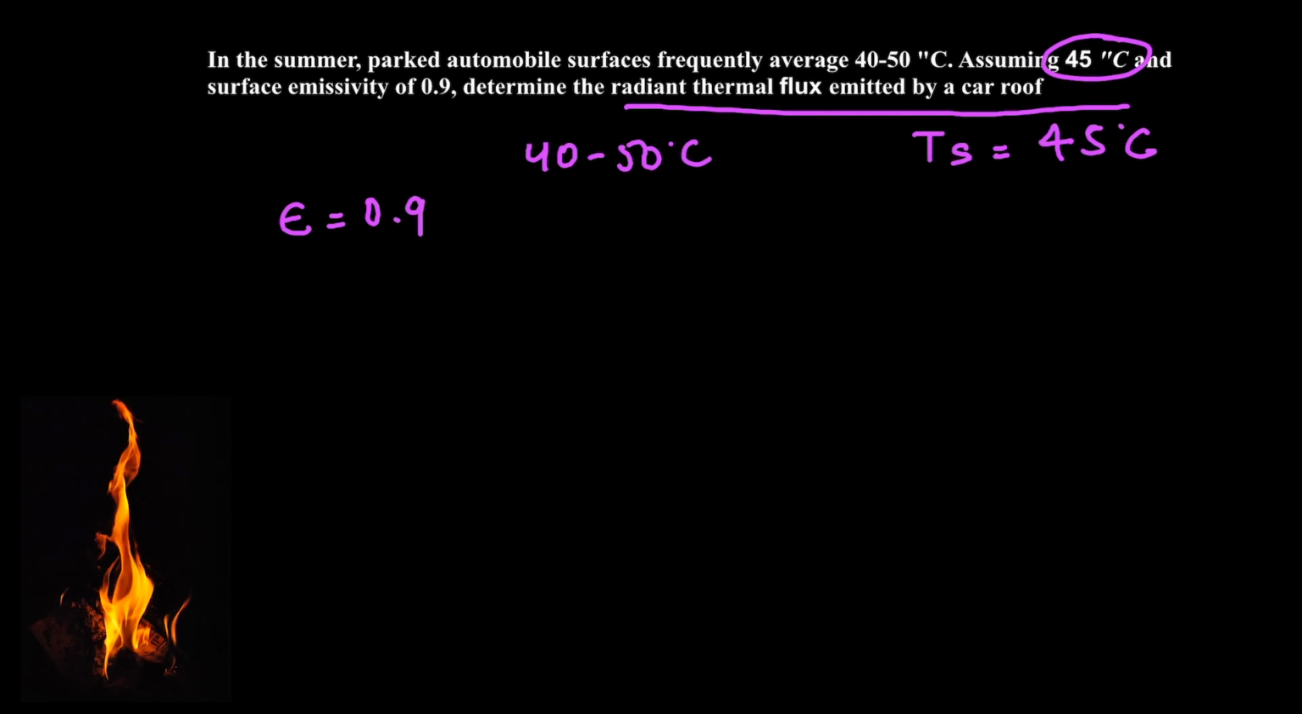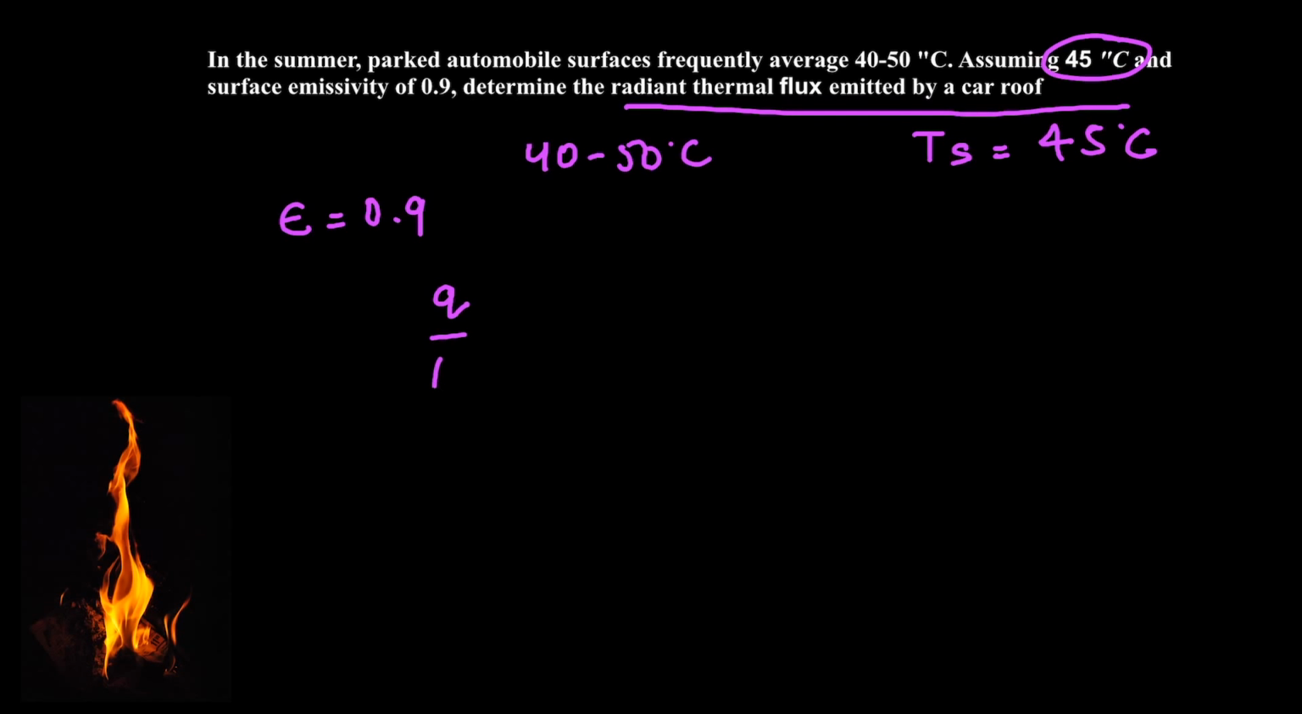Alright. In summer, parked automobile surfaces frequently average from 40 to 50 degrees C. Assuming 45 C as the surface temperature and emissivity of 0.9, determine the radiant thermal flux for the car roof.